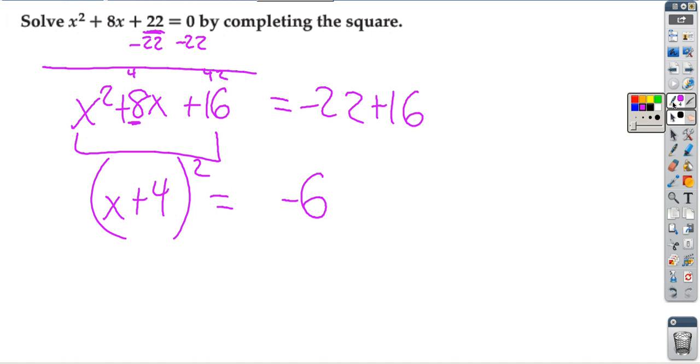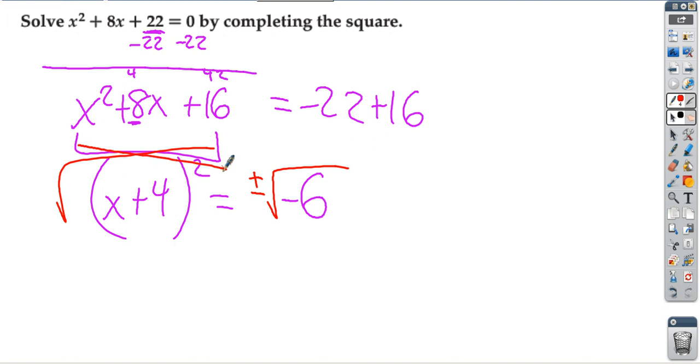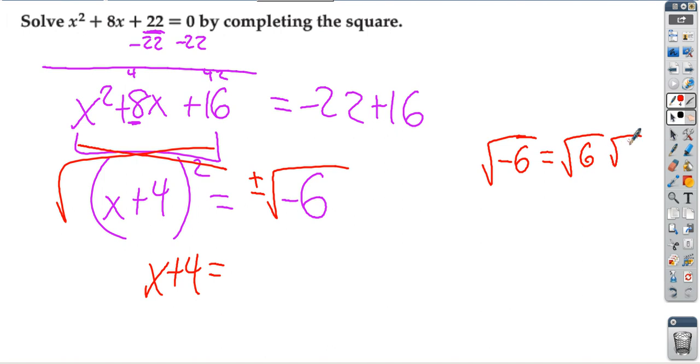In order to cancel out that squared, I'm going to square root both sides and put a plus or minus in front. Those cancel. And then this is going to be, well, remember that from earlier with imaginary numbers when we were talking about it last section, negative 6 can be written like this. It can be written as 6 times negative 1. And another name for negative 1 is i. So I could write that as i times the square root of 6. So this becomes plus or minus i root 6.